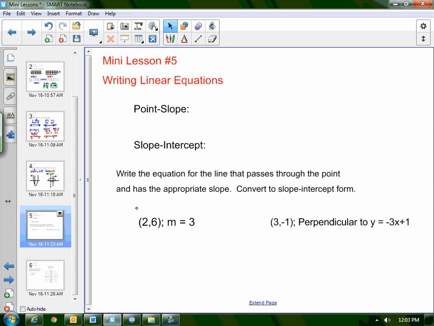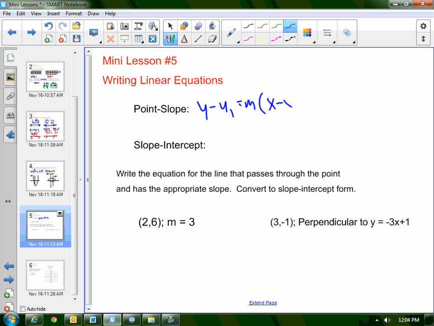All right, mini lesson number 5. We're going to do a little crash course here in writing linear equations. There's two main forms of a line that we use. Point slope: y minus y1 equals m times the quantity x minus x1. x1, y1 is the coordinates of a point on the line, anywhere on the line, it doesn't have to be special. It can be any point on the line, and m is the slope.